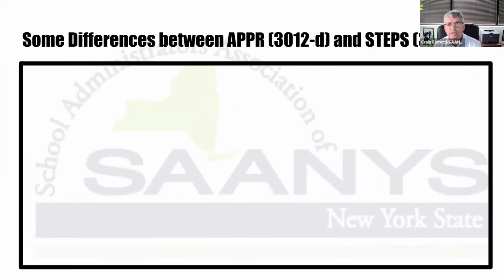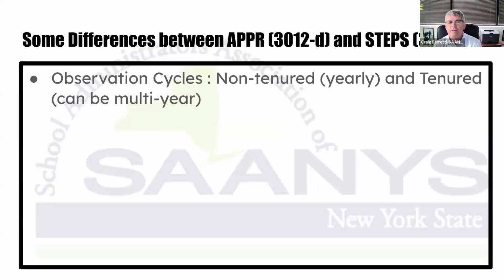All right, some key differences between APPR and STEPS plan. STEPS plans include observational cycles. Non-tenured administrators must have a full observational cycle yearly, including building visits. But for tenured administrators, you can create a multiple year observation cycle. It can be 2 years, can be 4 years, can be 6. They allow you a lot of leeway in deciding how long you'd like your observation cycle to be. There are obviously some things you need to look out for as you go along, but it does give you a little bit of freedom. It doesn't necessarily have to be yearly for tenured administrators. And again, that's something that you can decide and negotiate with your district.